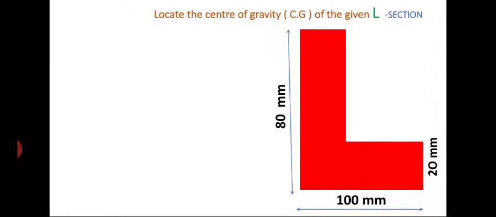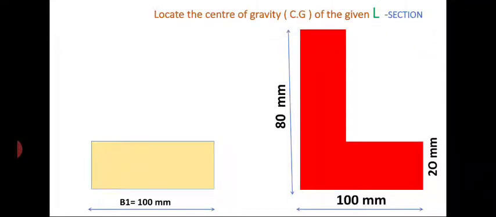The question is here. Find the center of gravity of the given L section. The dimensions of the L section are 20 mm thickness, 100 mm base, 80 mm height. First of all, the given L section is split up into two small rectangles. First one is a horizontal rectangle. The dimensions are base B1 equal to 100 mm and depth or height D1 equal to 20 mm.